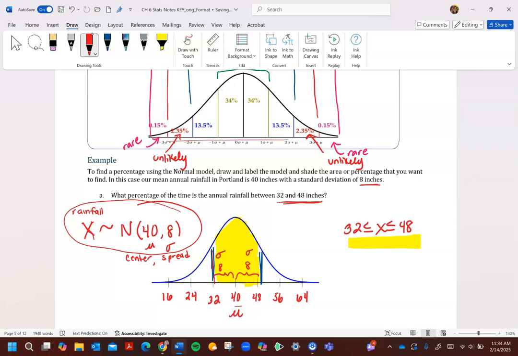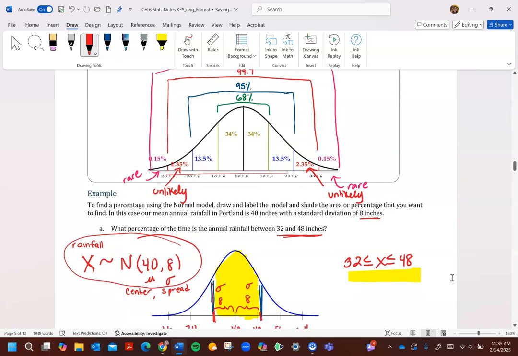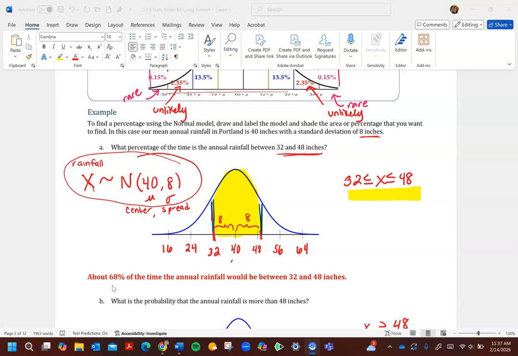And if we're looking at 32 to 48, what's in between there, we have this highlighted area. And if we match that up to our empirical rule above, we can see that would be 68% of the time. Okay, so we would just write a little phrase or give some context, some units. So we'll jot down a sentence for that. So our answer is about 68% of the time the annual rainfall would be between 32 and 48 inches.